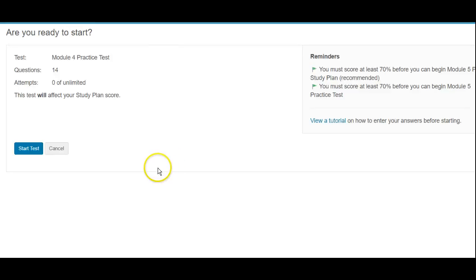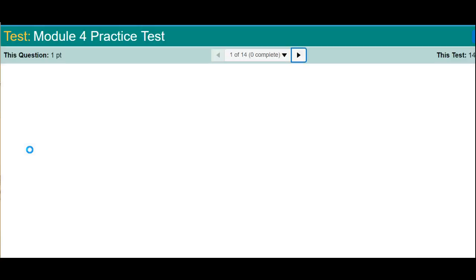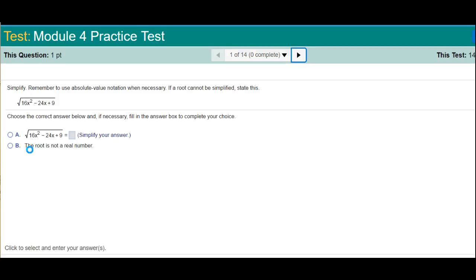I will continue with Module 4, Practice Test. 14 questions. And they're asking us to simplify this radical.